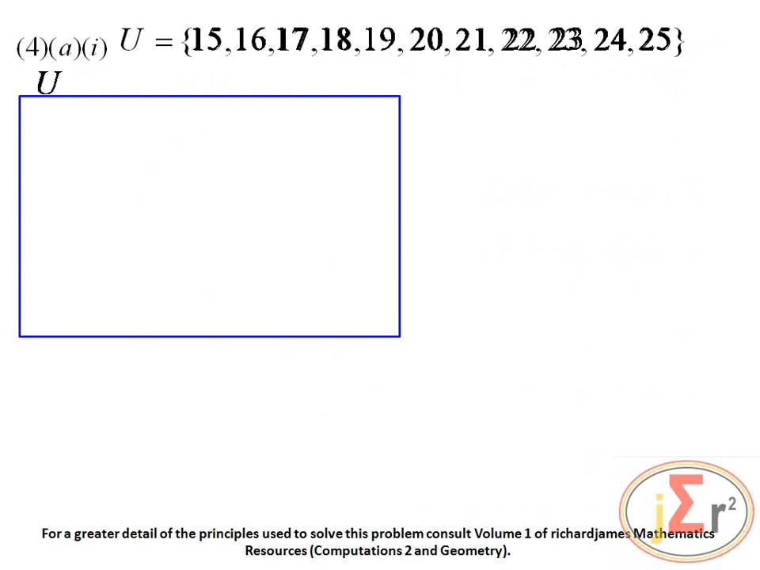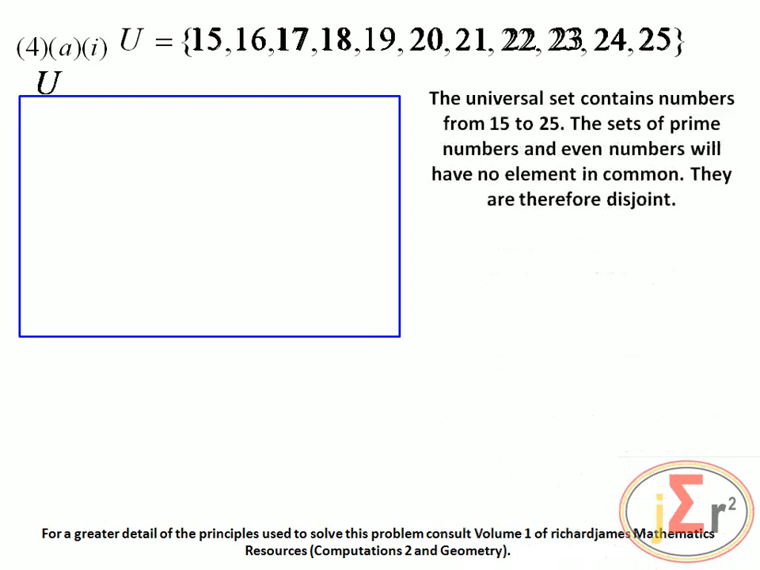We have a problem of set theory. We have a universal set with the elements of the universal set given there. M is the set of prime numbers, and N is the set of even numbers. So we have the set of prime numbers and the set of even numbers. Those will be the sets in the universal set.